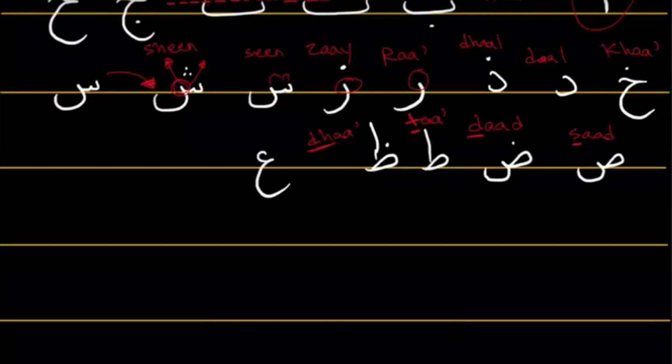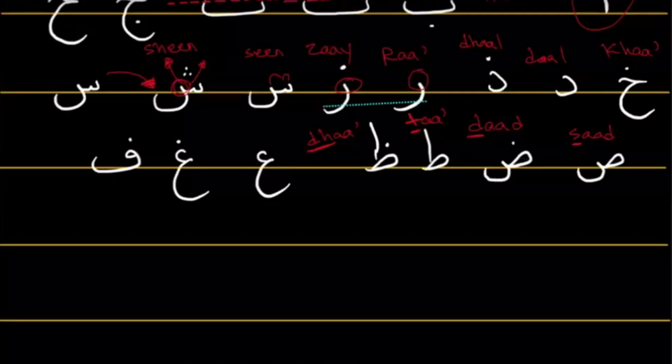Ain, ghain, fa. So here's ain, here's ghain. We're using GH for ghain. Gh, gh, gh.